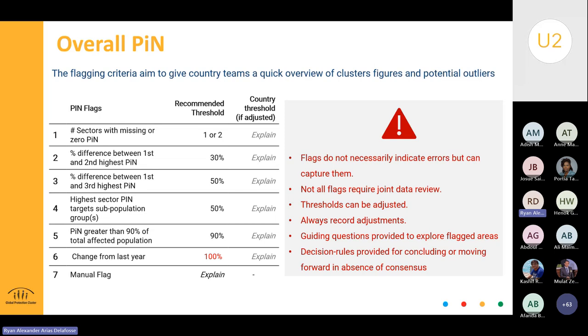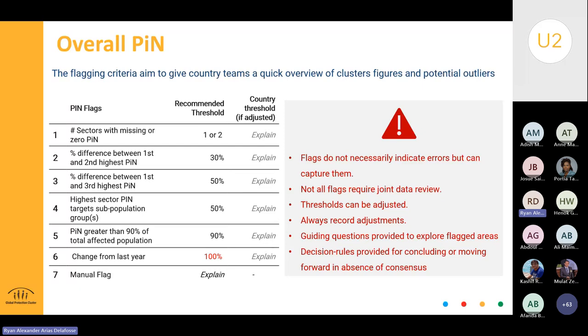So you may have a flag if there are sectors that have missing data, just to make sure that everything is okay. You may have a flag if the difference between the first and the second highest pin is a 30% difference, because that's huge. And you want to make sure that there isn't a data error or calculation error for that difference. Similarly, between the first and third, there's a 50% difference. And then also you can see pin greater than 90% of the total affected population. And then finally, if there is a 100% change from last year, then that's going to require some human level review.